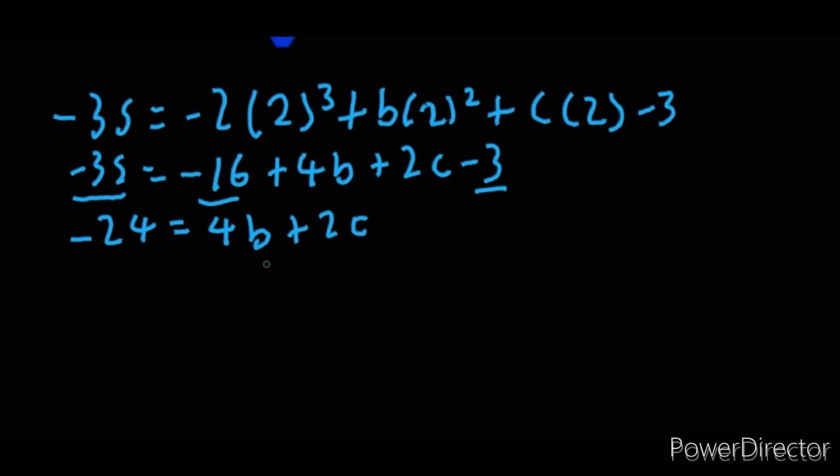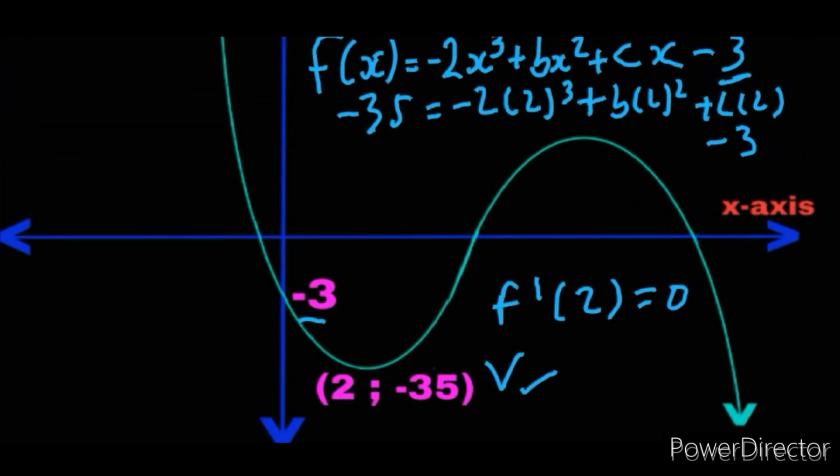So we can leave this equation like this, or we can simplify it. And notice that everything is divisible by 2, so therefore I'm going to divide it by 2. So then this is going to be negative 12 is equal to 2b plus c. So that's what we have. So we have got our first equation. So remember, we can use the same point for the original and the same point again for the derivative.